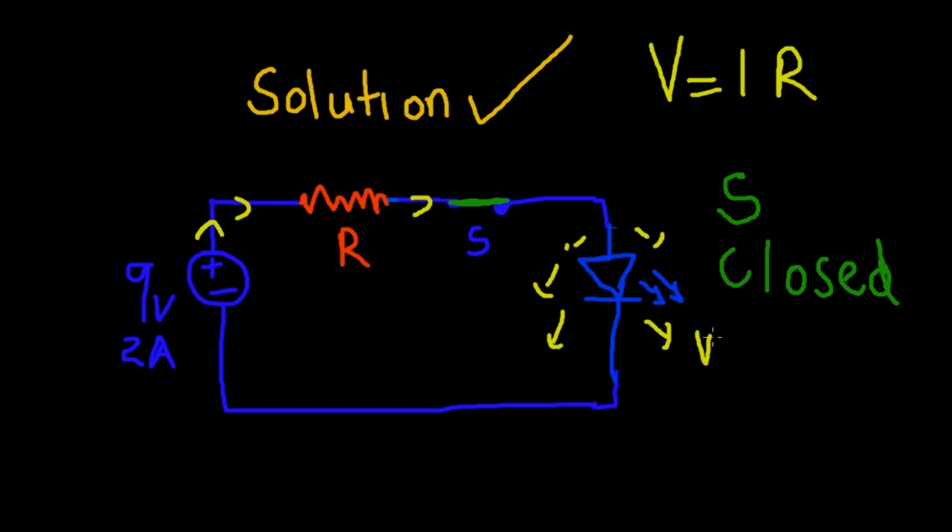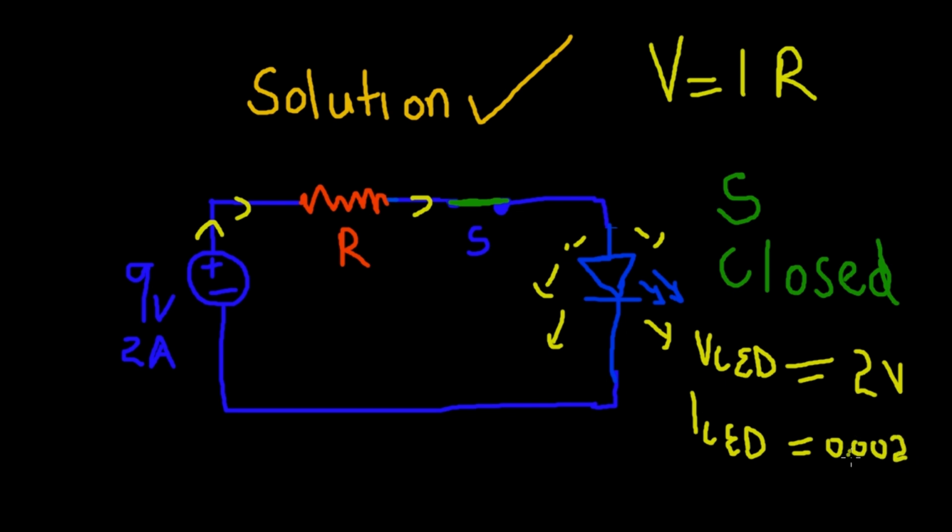V LED. This is the forward voltage drop of the LED, which we can find on its datasheet. For this example, let's use 2 volts. I LED. This is the maximum current the LED can safely handle, usually around 20 milliamps, or 0.02 amps.